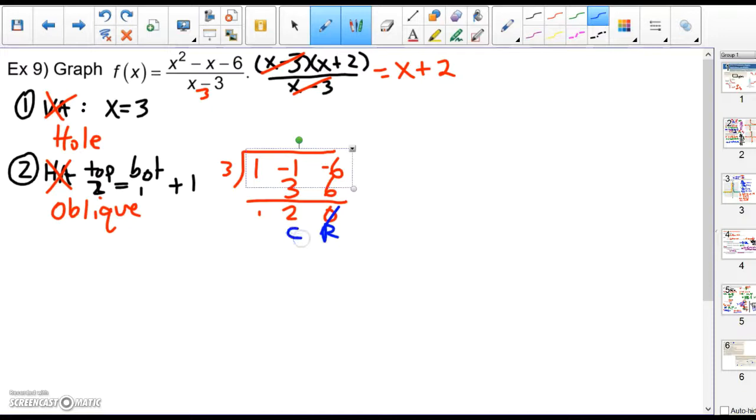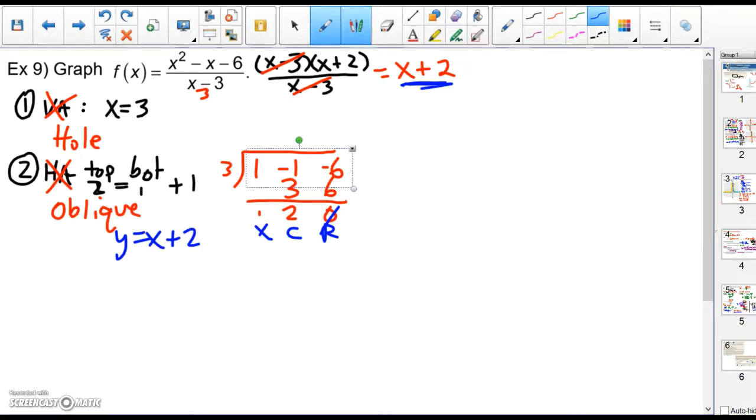Which I don't even want anyway. I want the constant and I want the x term. But that's just x plus 2. That's x plus 2. And that's exactly what the function was anyway. So it's kind of weird. Our oblique asymptote seems to be the exact same as the actual graph of the line. So that's kind of weird.